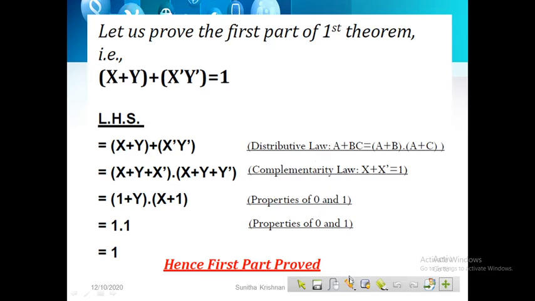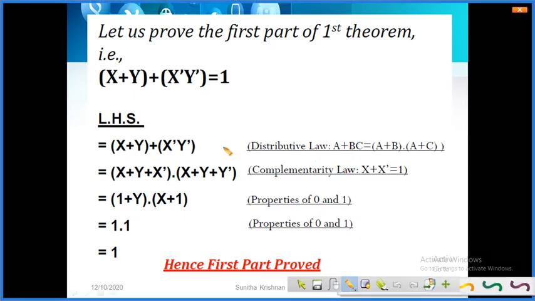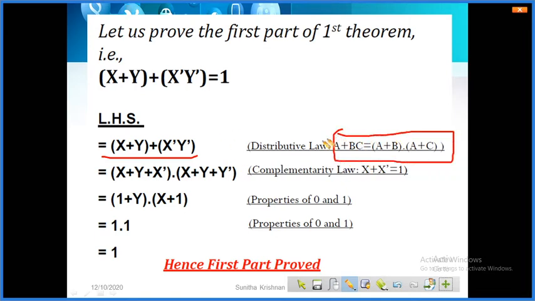How does the distributive law work here? We can see that the LHS is x plus y plus x dash y dash, and based on this law we are just replacing that x plus this one, this is considered as A and this is considered as BC. So based on this distributive law they are changing it. So this is how it's being changed.